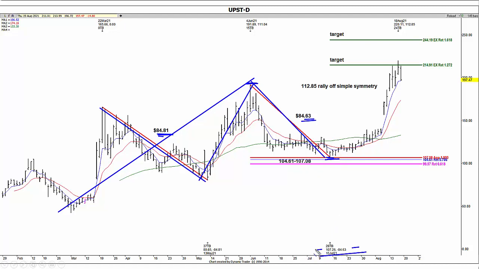Again, not perfect. You want to give it a little bit of room, 20 cents, 30 cents, whatever, depends. And it hit, it held, it triggered, and meeting the minimum upside target gave you a rally of $112.85. Off of what? Simple symmetry, basically 3 clicks of the mouse. Click, click, and click gave you this. Very simple.